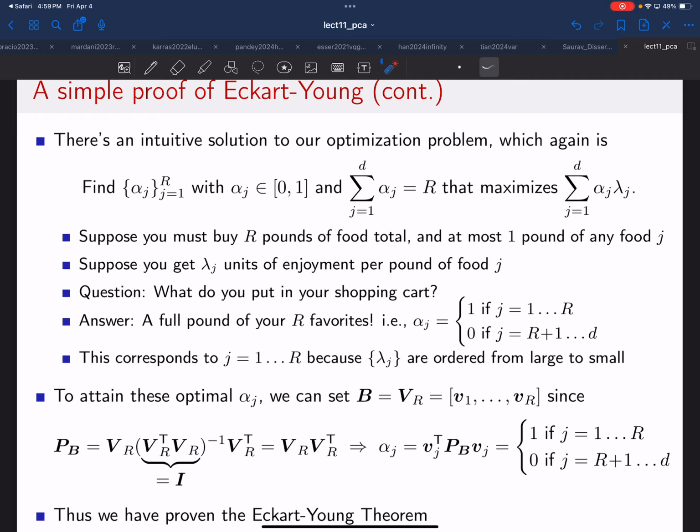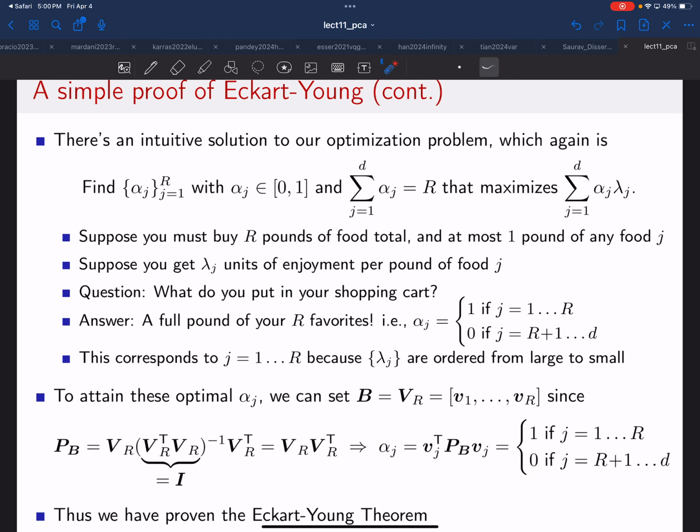And remember that because this is an orthogonal matrix, this V transpose V is identity, so we can simplify it like this. And now finally, to make our alpha j's, we're going to take this matrix and put it in a quadratic form with these little vj's. And if this j is between 1 and capital R, then when we put it in that quadratic form, we're going to get 1. But if this j is not in this set of columns, it's orthogonal, so our alpha j will be 0.